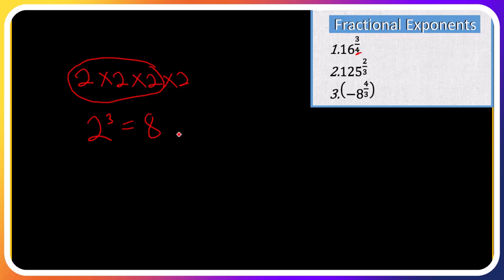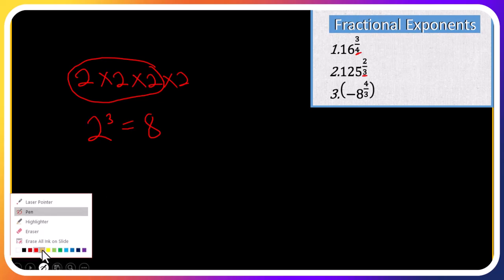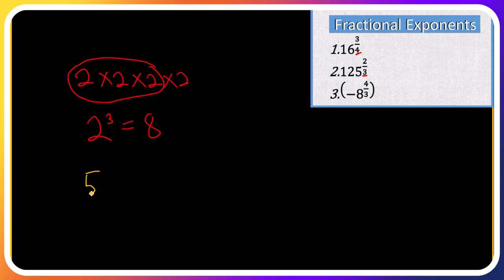Let's consider the second example, 125 to the power 2/3. Considering the denominator 3, we want a number that multiplies itself 3 times, giving us 125. Now 5 by 5 by 5 also gives us 125.